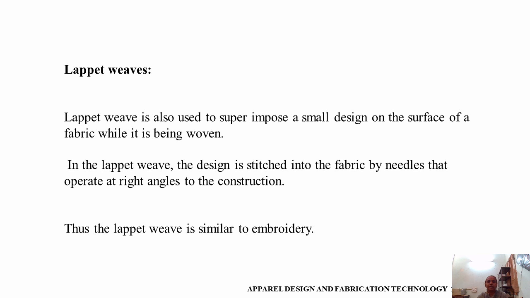Lappet weave is also used to superimpose the small design on the surface of the fabric while it is being woven. So, they are not created after the construction of the fabric. The small designs are superimposed while the fabric is constructed on the loom. The design is stitched into the fabric by needles that operate at right angles to the construction. Thus, lappet weave is similar to embroidery.